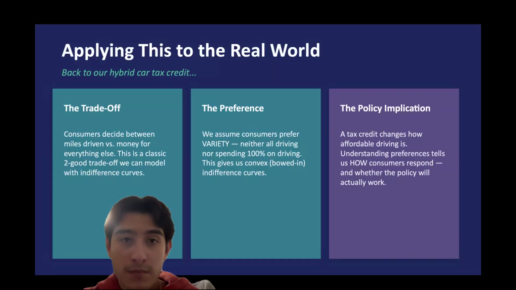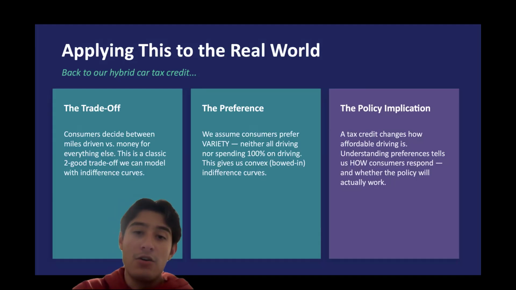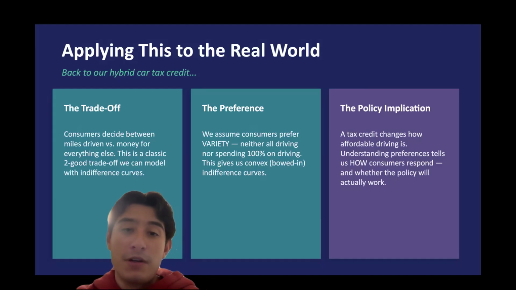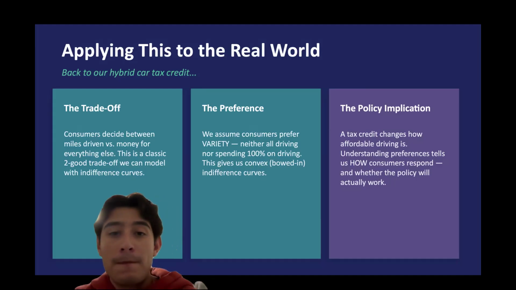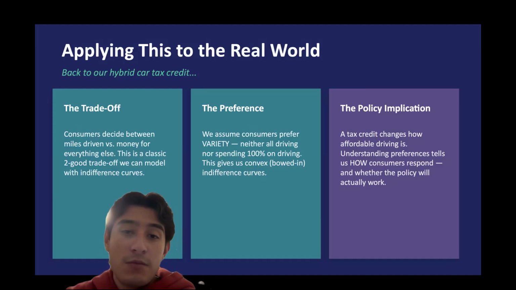Now, let's try to bring it all back with the tax credit for cars that we started with. We can model a consumer's decision using an indifference curve where one axis is miles driven and the other axis is money available for everything else in their life. This is actually a really powerful setup because it lets us capture the trade-off between driving and all other consumption at the same time. We assume the curves are downward sloping because both driving and money are goods. We assume that they don't cross, and we assume that they're bowed in because most people want balance. They don't want to spend their entire income on driving, and they also don't never want to drive at all.